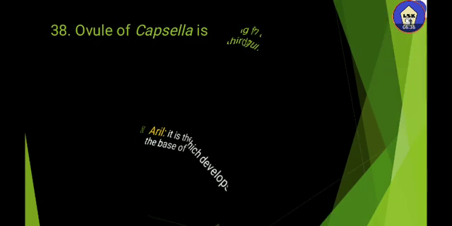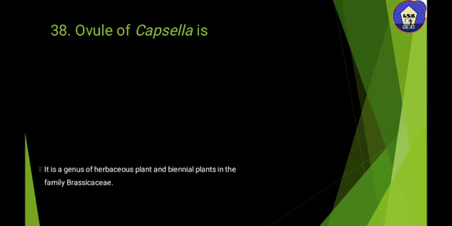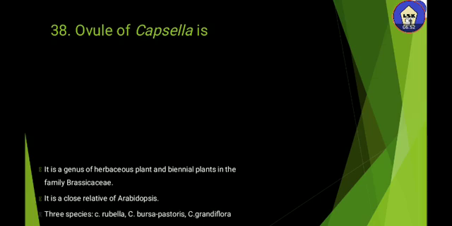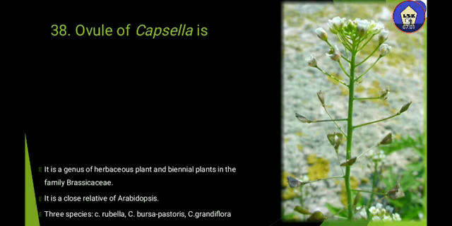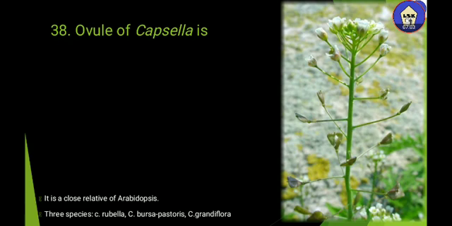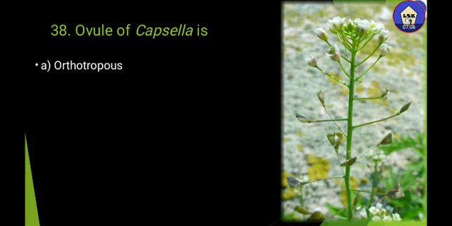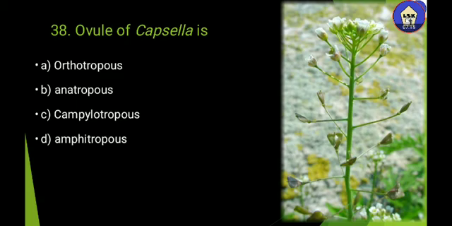Okay. Now question number 38. Ovule of Capsella is. See, Capsella is a genus of herbaceous and biennial plants in the family Brassicaceae, and it is a close relative of Arabidopsis. And there are 3 species: Capsella rubella, Capsella bursa-pastoris, and Capsella grandiflora. And here is a photograph of Capsella. So now let us see the options. The ovule of Capsella is A. orthotropous, B. Anatropous, C. Campylotropous, D. Amphitropous.